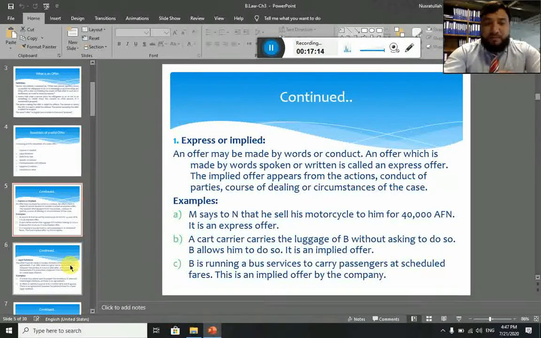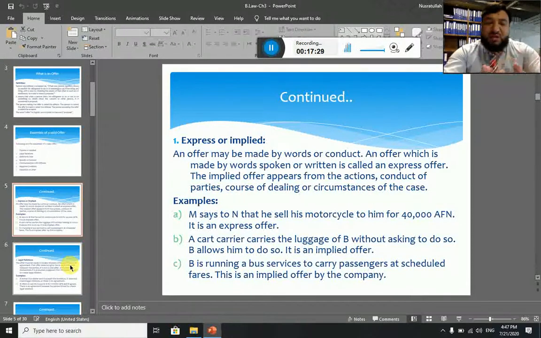Example C, a company is running a bus service to carry passengers at scheduled fares. This is an implied offer by the company. For example, there is a bus, and everybody knows that from one stop to another stop, the rates are clear.